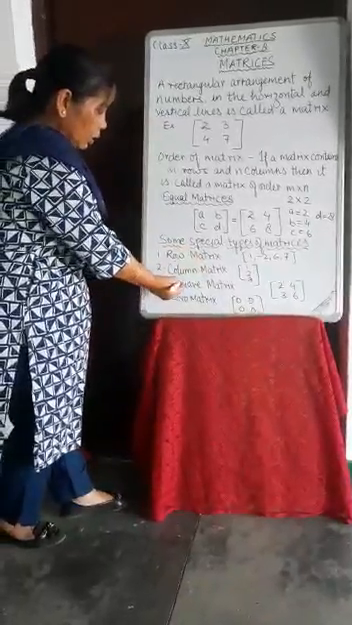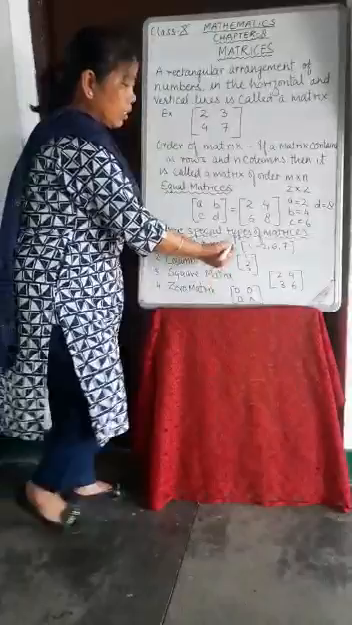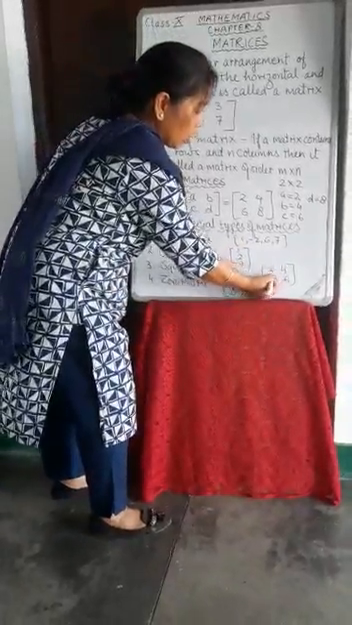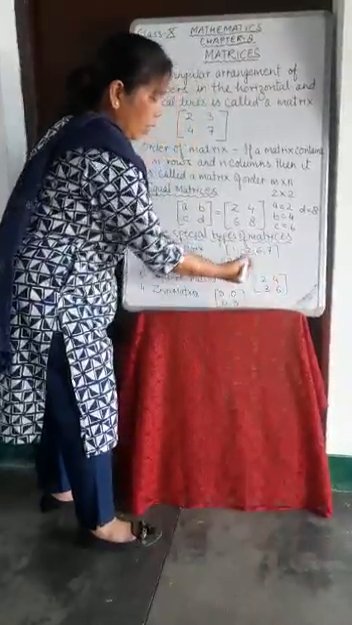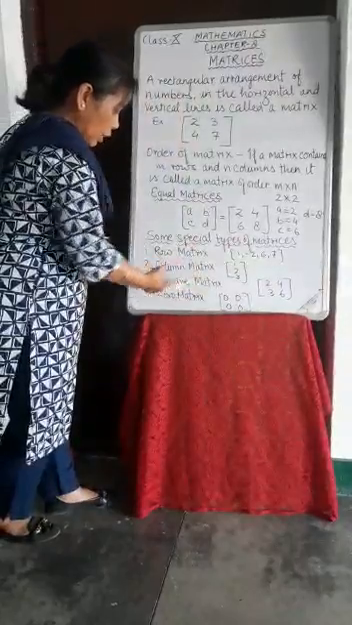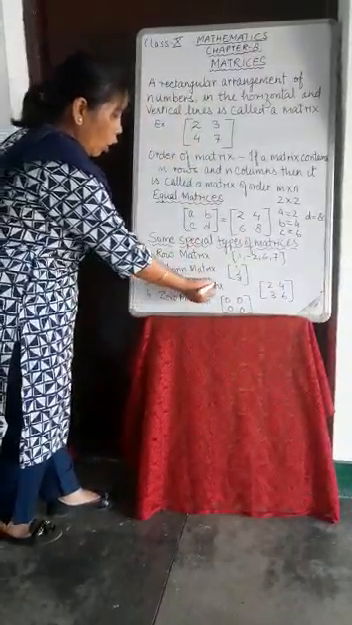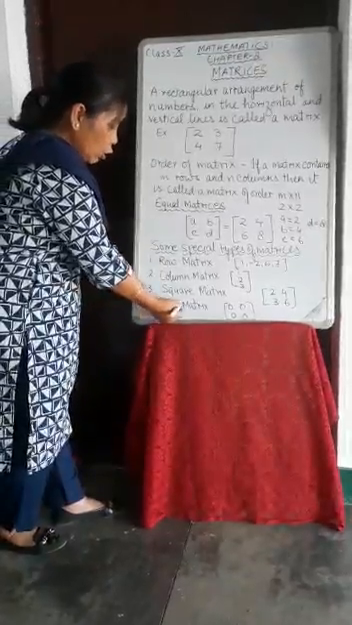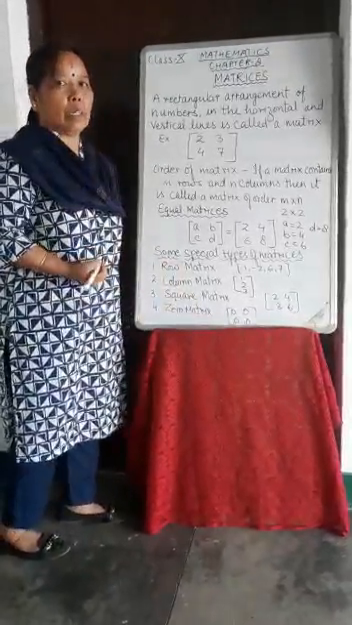The third one is the square matrix. Here, 2 rows are there and 2 columns are there. If the number of rows and columns are equal, then it is called a square matrix. And if all the elements of a matrix are 0, then it is called a zero matrix or null matrix.